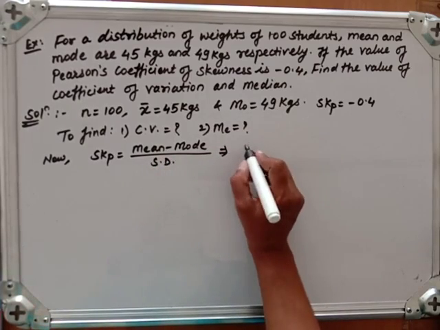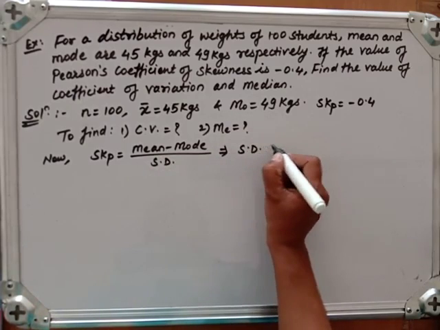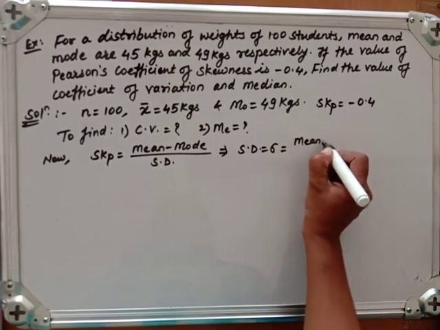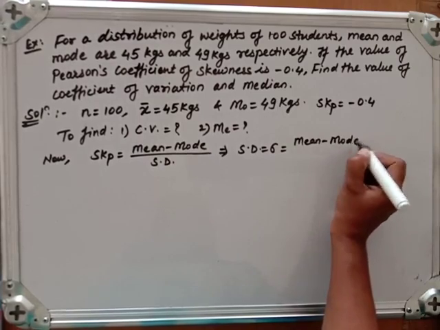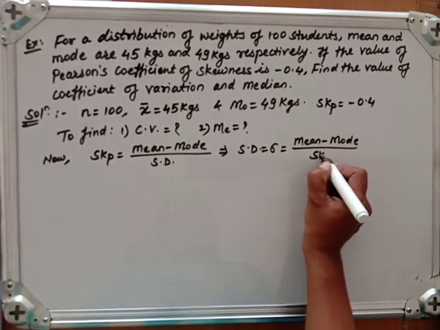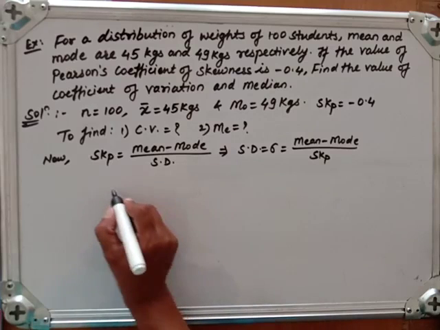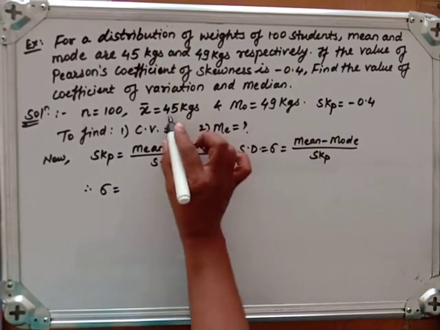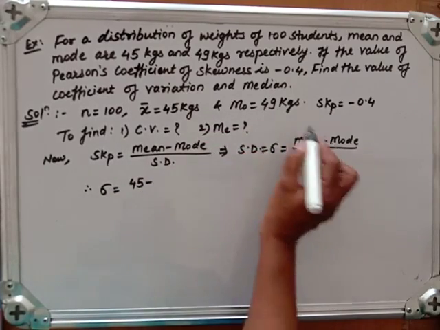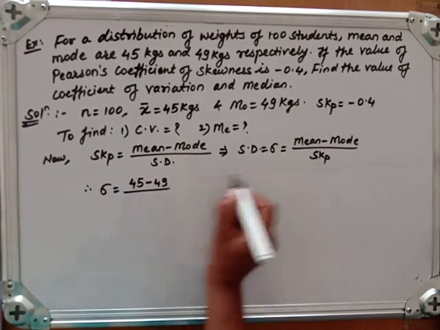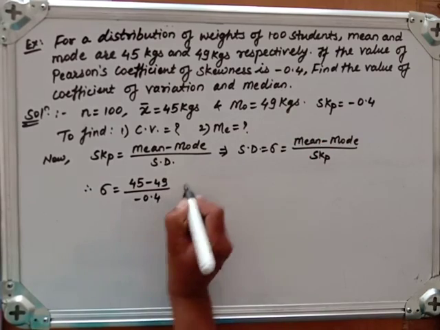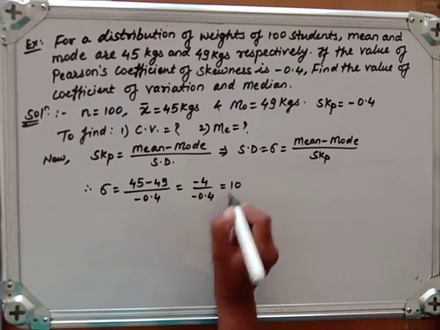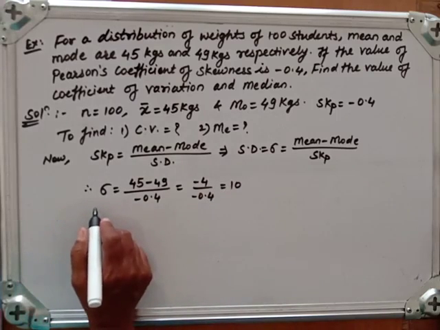So it gives us standard deviation. Sigma is equal to what? Mean minus mode upon this coefficient of skewness. Therefore, sigma is equal to: mean is 45, mode is 49, upon this is minus 0.4. So we get minus 4 upon minus 0.4, which is 10. So we get standard deviation is 10.